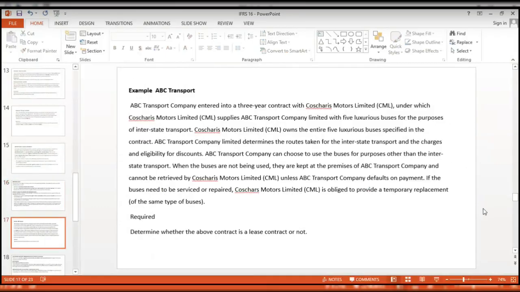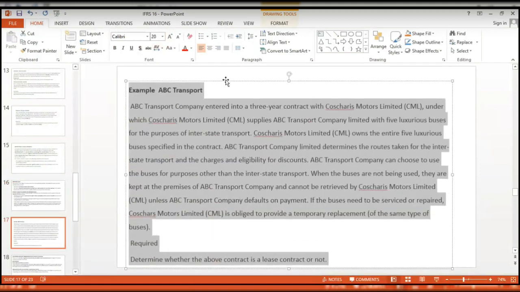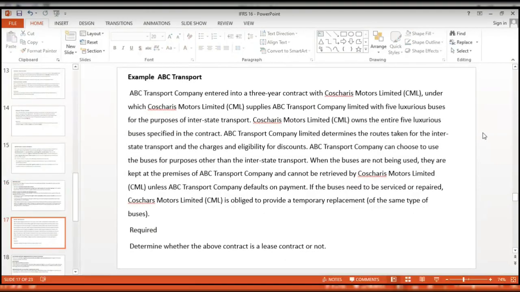So we have an example here to test whether a lease arrangement has conveyed the right of use. The question says ABC Transport Company entered into a 3-year contract with Cash Carries Motors Limited, under which Cash Carries Motors Limited supplies ABC Transport Company Limited with 5 luxurious buses for the purpose of interstate transport. Cash Carries Motors Limited owns the entire 5 luxurious buses specified in the contract. ABC Transport Company Limited determines the route taken for interstate transport, and the charges and eligibility for discount.